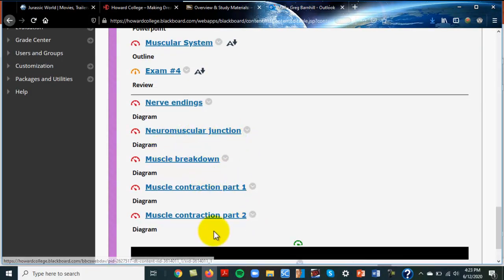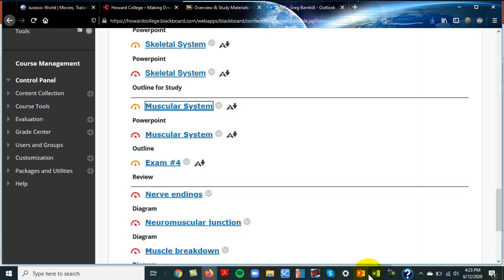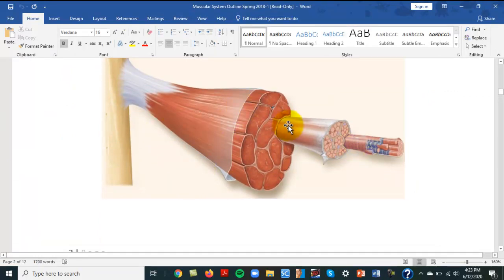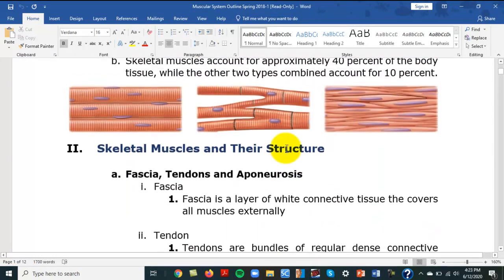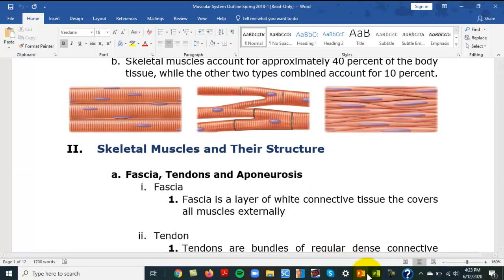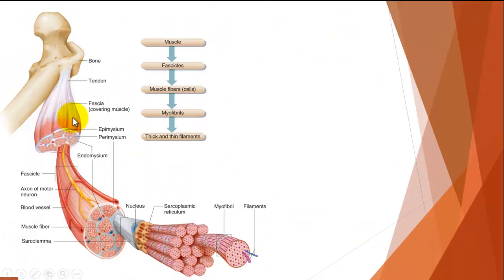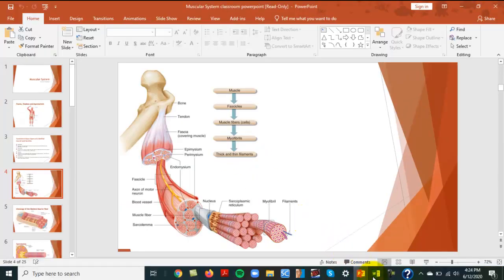Now, on your page, the muscle breakdown, I like that. That's a really good diagram. That's in your PowerPoint as well. So you see how this is all broken down. You can take a muscle like this. This is like a quadricep. And you see how you can break it down to microfilaments. That's what we're going to do. Muscle, fascicles, muscle fibers, myofibrils, thick and thin filaments. And that's the level we will stop as far as detail goes.